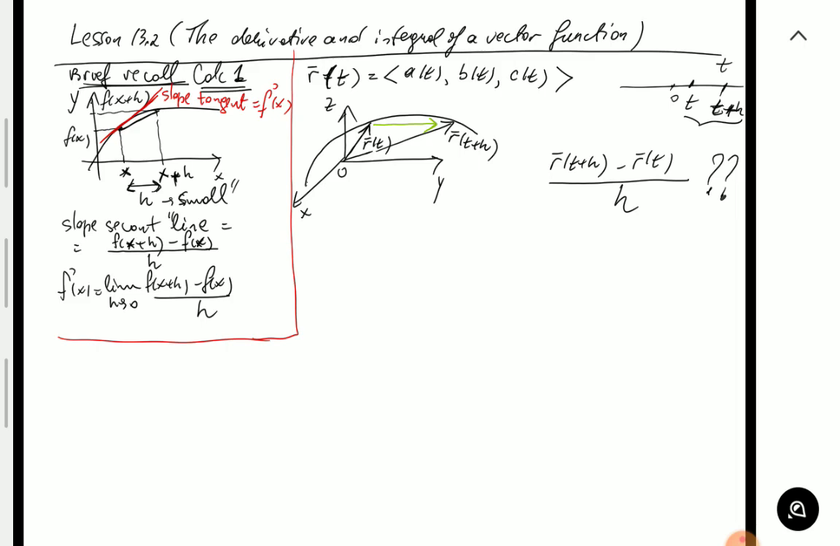So when you look at the change of r of t, you're looking at the change in both magnitude and direction, obviously, right? Because the vector contains two important types of information: the magnitude and the direction.